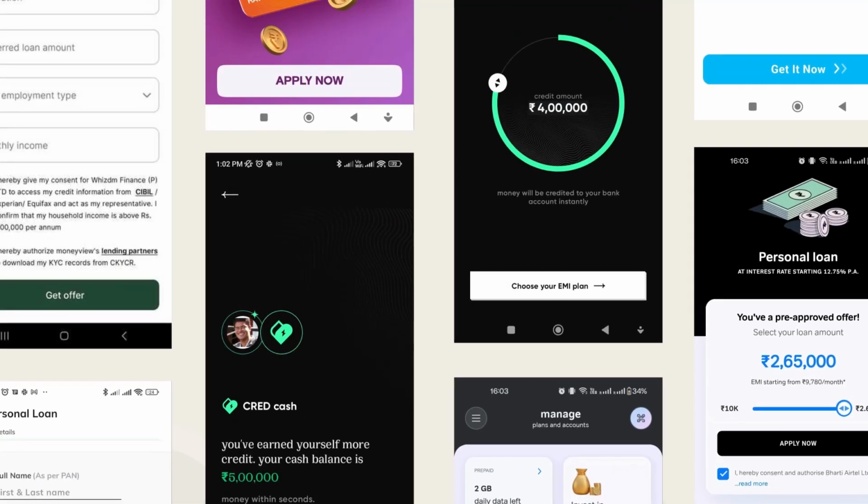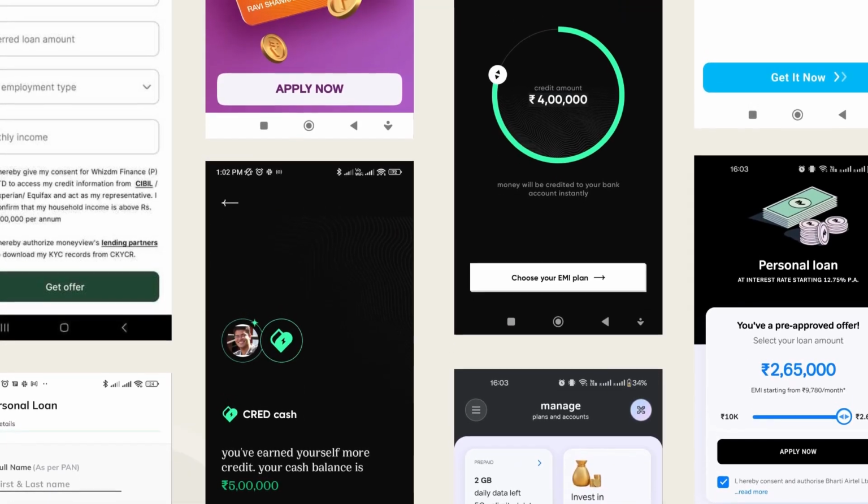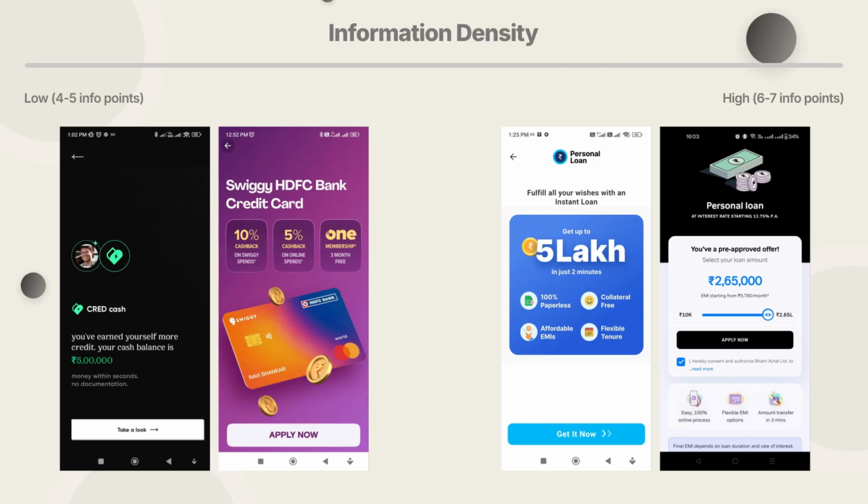Today we'll be looking at a few personal loan apps where we'll be looking at their design decisions, their patterns, and compare and contrast the same. So without further ado, let's get started.